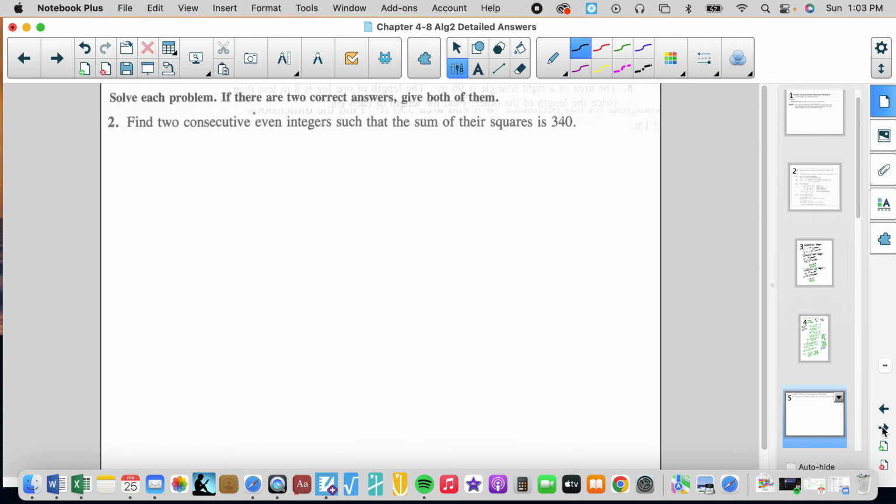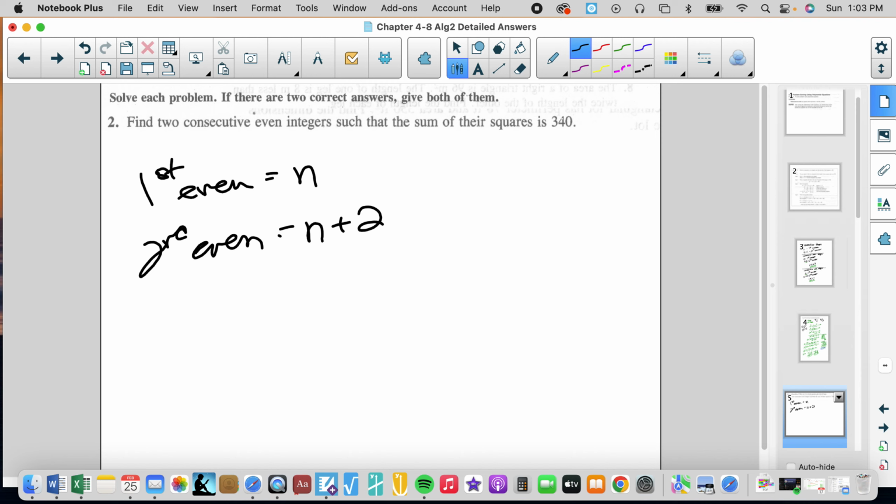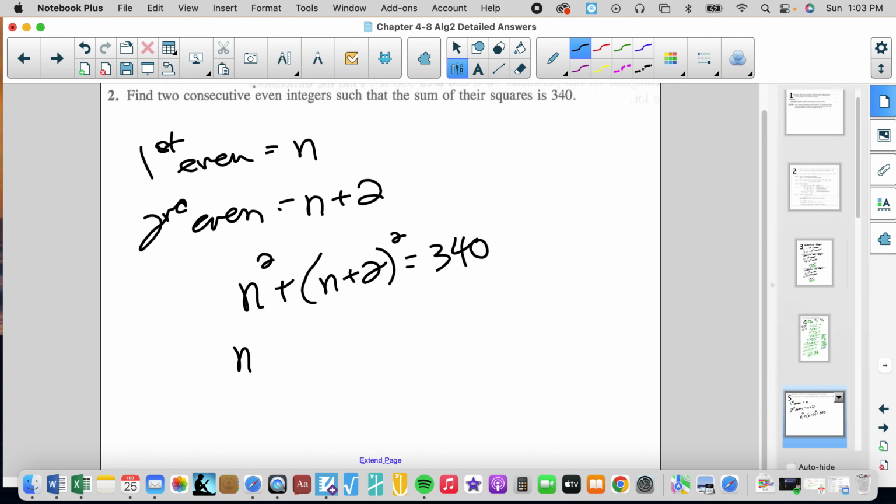Find two consecutive even integers. So the first even would be n. The second even would be n plus 2. And such that the sum of their squares is 340. So you have n squared plus (n plus 2) quantity squared equals 340. Same thing. We're just going to continue on with this, same as we did number 1.